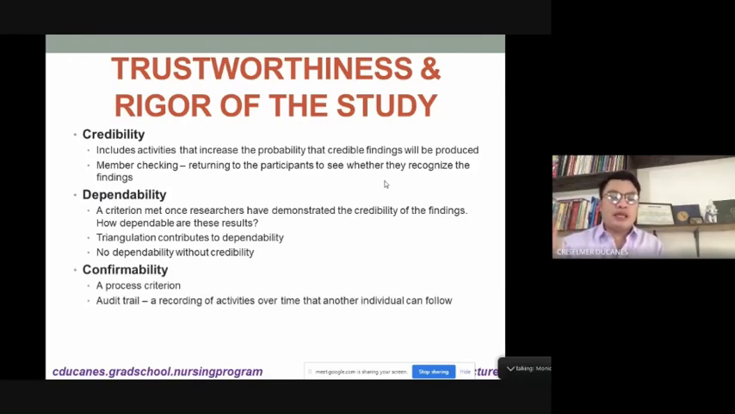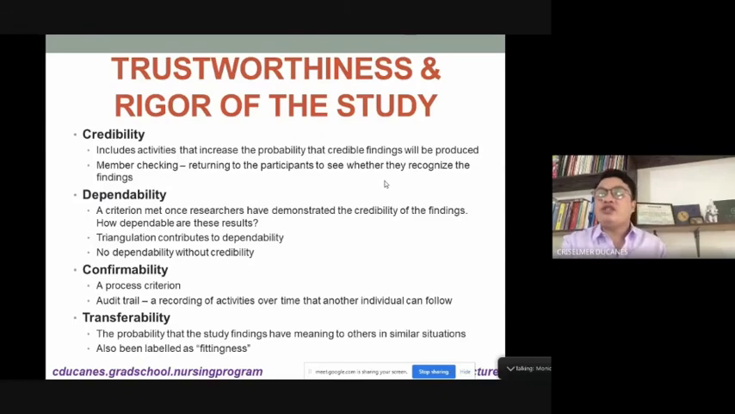Next is confirmability. It is a process criterion. So in your confirmability, you need to have your audit trail. It is a recording of the activities over time that another individual can follow. So basically, you lay out the procedures that you have undertaken in analyzing or interpreting your study. So you show them what procedures you did and what interpretations you made. That is your audit trail. This is just to make sure that others who want to study the same as what you did could actually follow through with the procedures that you have undertaken in making your research.